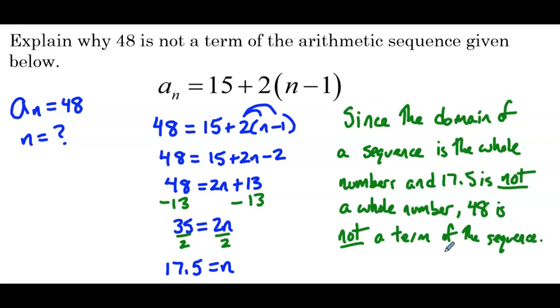So that very nicely explains everything we talked about in this example. Refresh our memory on the domain of a sequence being the whole numbers, right? 0, 1, 2, 3, 4. And then it shows us how to prove something is not a term of a sequence by showing that the n value we would get would not be a whole number.